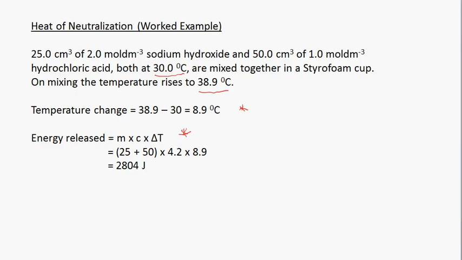So we had 25 cm³ of sodium hydroxide, and we had 50 cm³ of hydrochloric acid. Therefore, the total volume will be 25 plus 50. That's where I got the 25 plus 50. The 4.2 will be given to you in the question. That is the specific heat capacity of the solution. And the temperature change is what we just calculated as 8.9 degrees Celsius. So we simply use our calculator to work this out, and we get 2,804 joules.